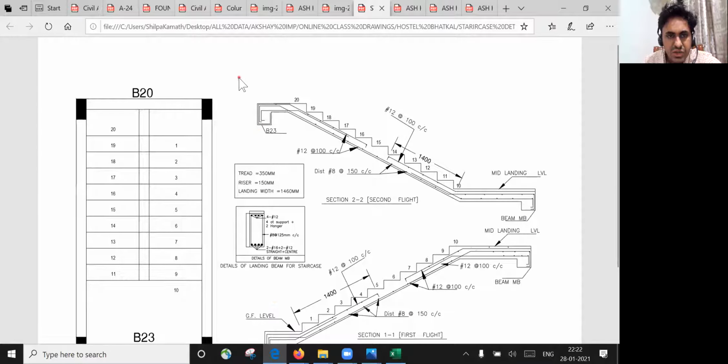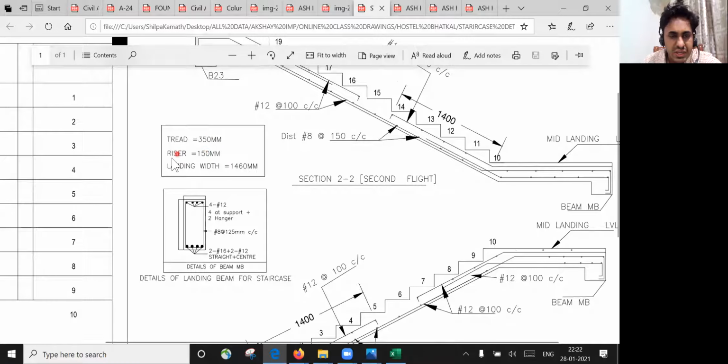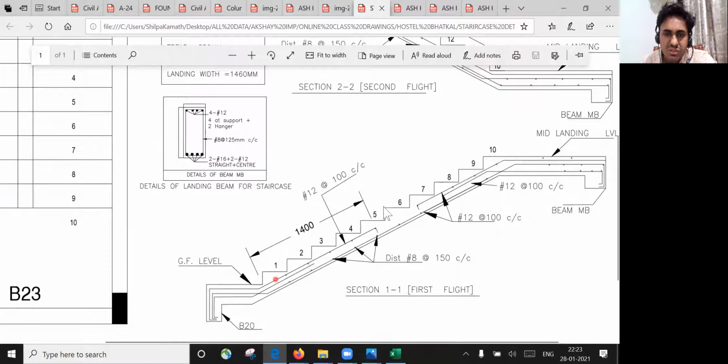If you look into the drawing, it's written that the rise has to be 150 mm, and the tread, the place where you keep your feet, has to be 350 mm. This is a typical cross section of that particular staircase. Now we'll count how many rises there are. This is one rise, second, third, fourth, fifth, sixth, seventh, eighth, ninth, and we have 10 rises.